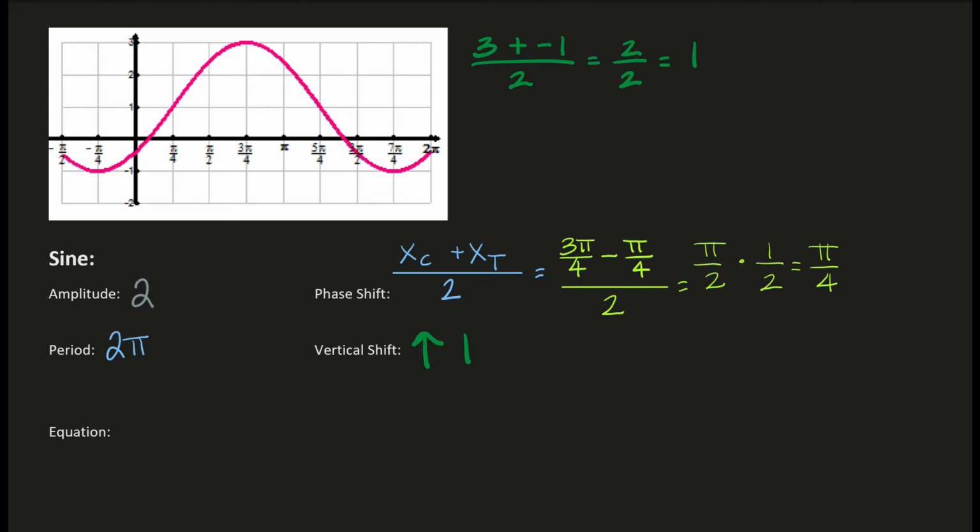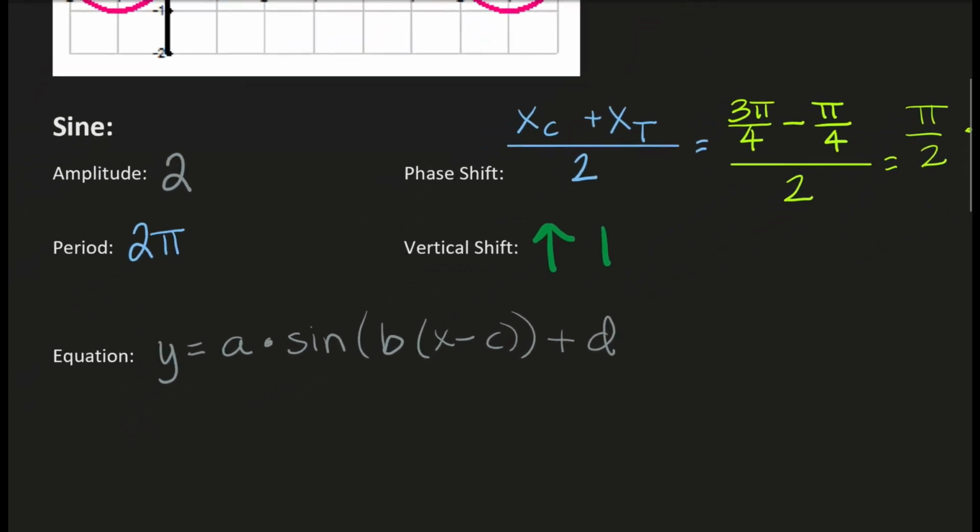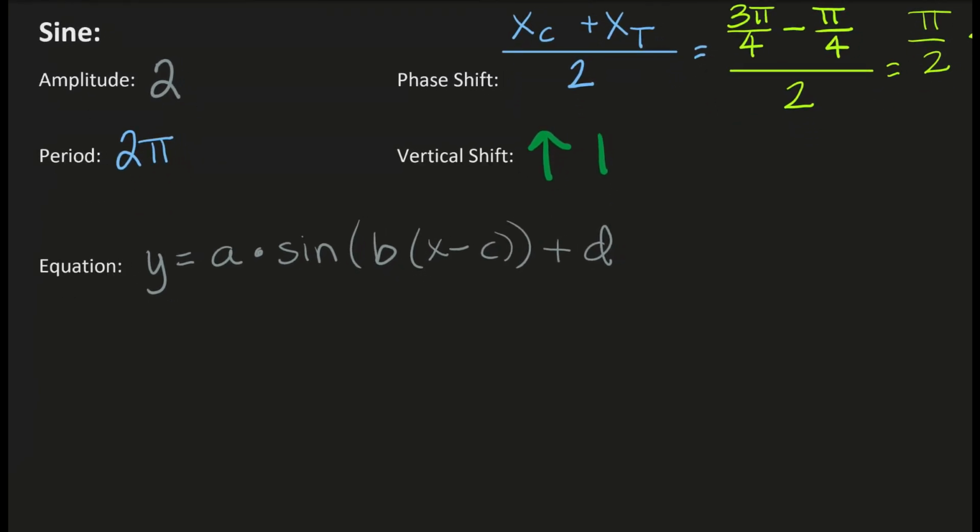Now, if we were going to take all 4 of these components and use them to write out the equation, first we would need to write out what the equation of a sine graph looks like. So we have y equals a times sine of b, x minus c, plus d. So this is the equation of a standard sine graph. What we're going to do is take the components we just found from the graph and plug them into our equation.